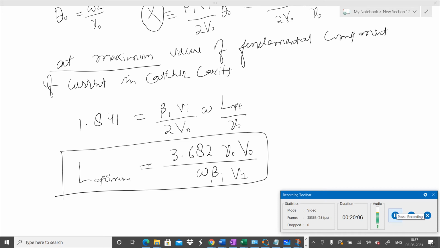Next we will also see how to compute the gain or efficiency of the Klystron amplifier, and some other parameters. Possibly that should be the last lecture for Klystron.